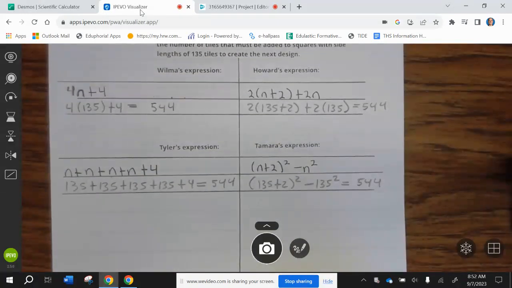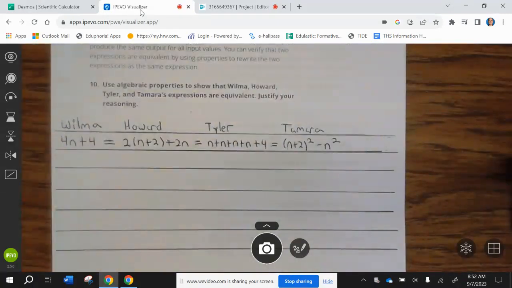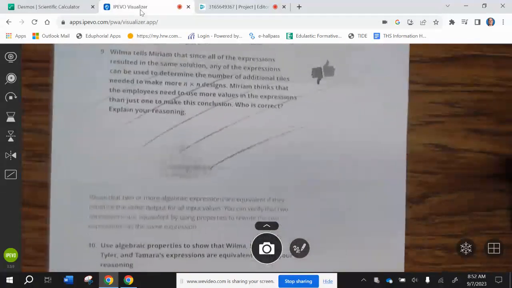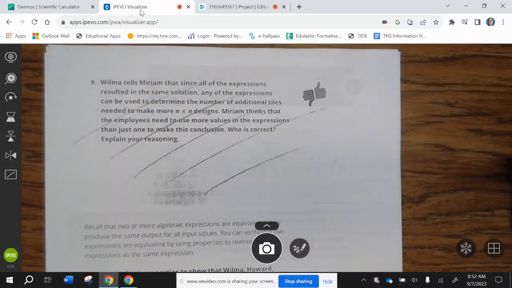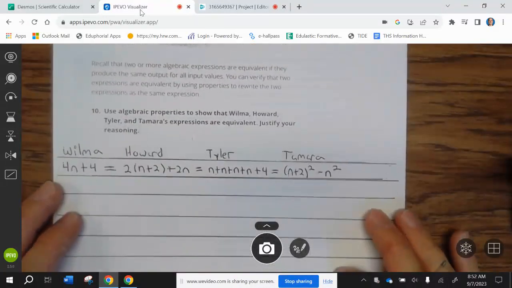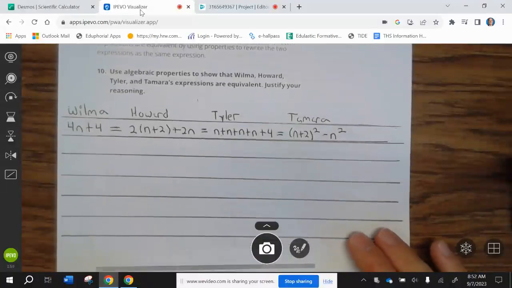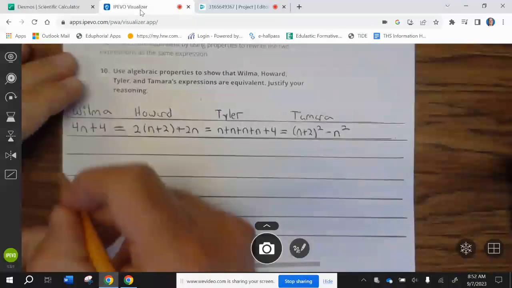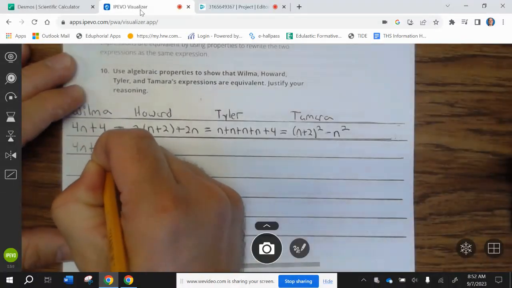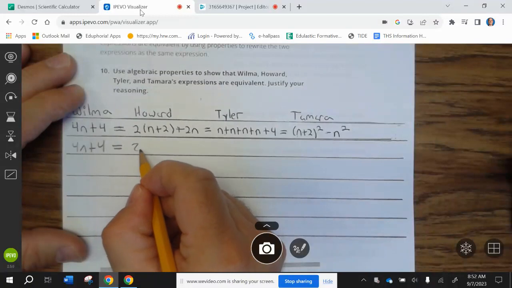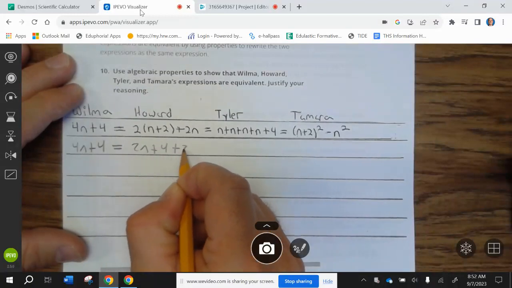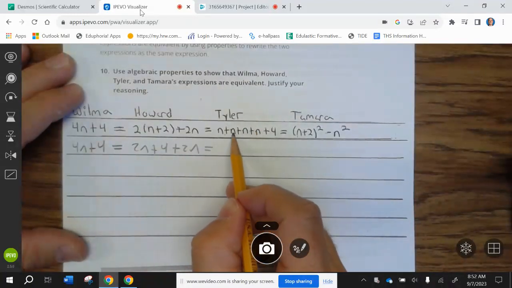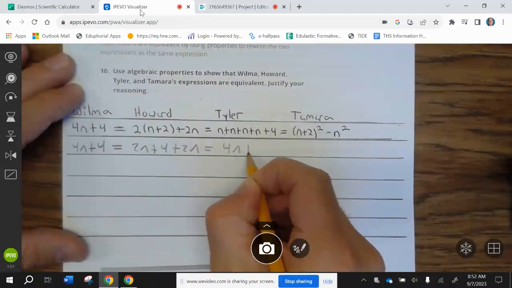All right, let's take a look at the next page. All right. Let's skip number 9. Let's take a look at number 10. Use algebraic properties to show that Wilma, Howard, Tyler, and Tamara's expressions are equivalent. Justify your reasoning. Well, Wilma's is 4n plus 4. Let's simplify Howard. So that's 2n plus 4 plus 2n. Tyler's 1, 2, 3, 4n plus 4.